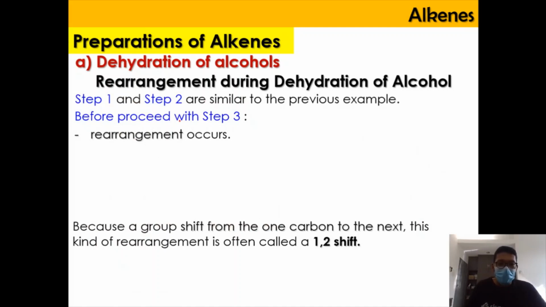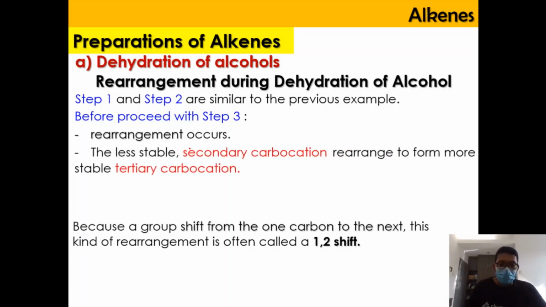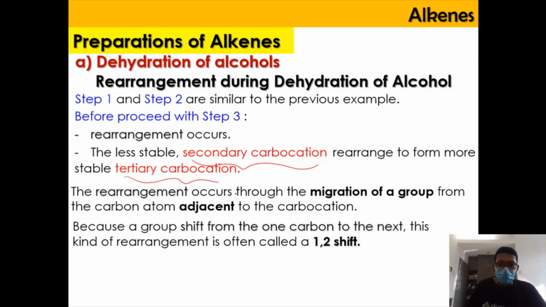So we're going to look into that in the later slide. Basically, in order to explain the situation where the methyl group has been shifted, step 1 and step 2 is similar to the previous example. So what really happened was, before it proceeds with step 3, the rearrangement occurs. So the less stable secondary carbocation will rearrange to form a more stable tertiary carbocation. So the rearrangement occurs through the migration.